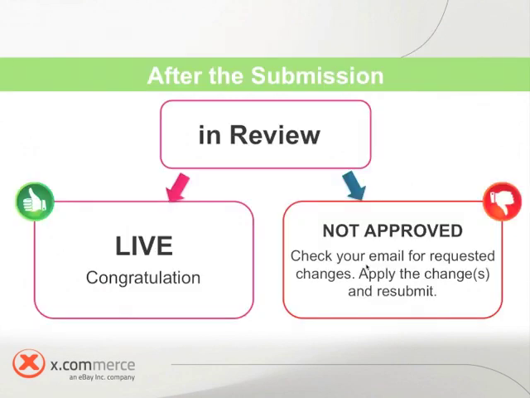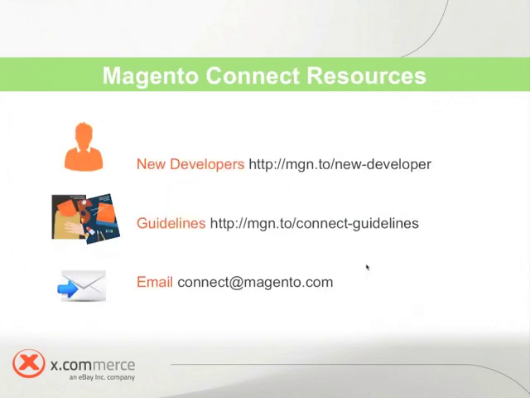If your extension is approved after the submission, then it goes live and becomes available on Magento Connect. If not, we will notify you by email with requested changes. Apply the changes and resubmit. You can find out more about Magento Connect at the following locations. For questions or inquiries, you can reach out to the Magento Connect team at connect@magento.com.